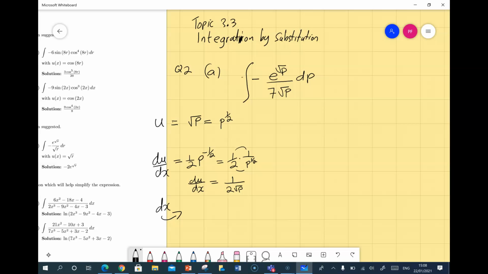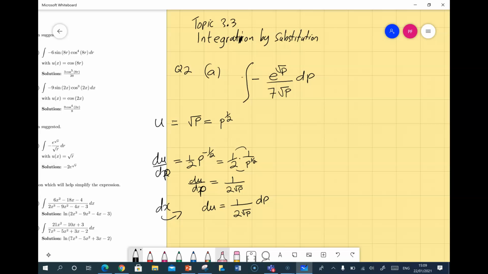We bring our dx over first. And of course I made a mistake there. It's not dx in this case, of course, it's dp. So bring your dp over. So du equals 1 over 2 root p dp.